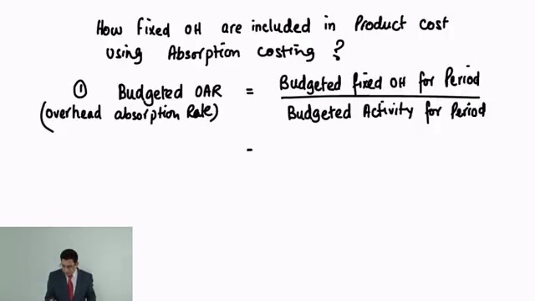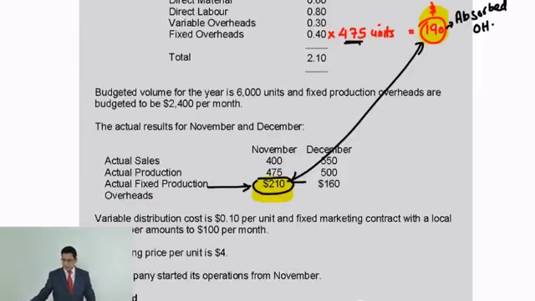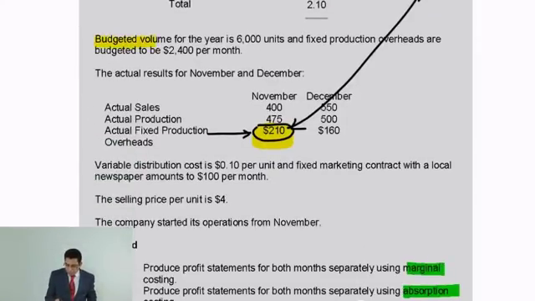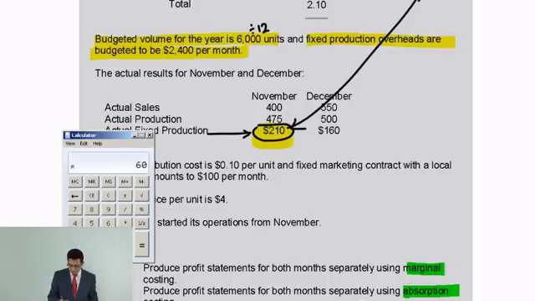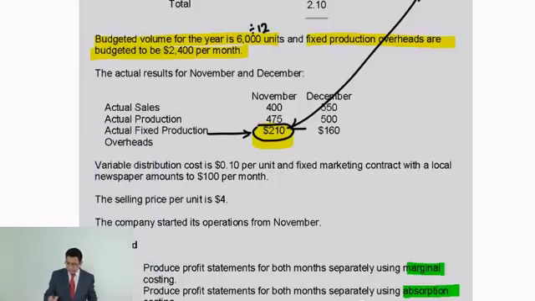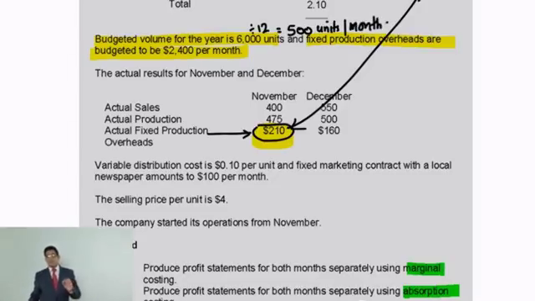Okay, and if I look at this question, what was the budgeted fixed overhead for the period? Well, here it is. Budgeted volume for the year is 6,000 units and fixed production overheads are budgeted to be $2,400 per month. So can I not convert this volume per month? If I divide 6,000 units by 12 months, I will get 500 units per month. And why? Because now units are per month and fixed costs are also per month, like with like.